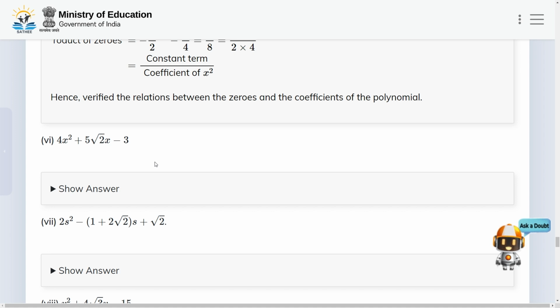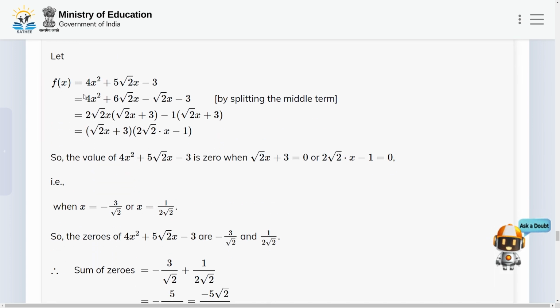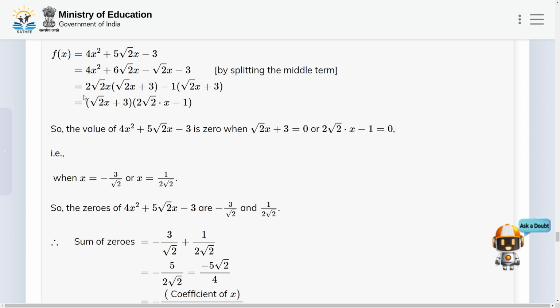In the sixth question, we have the quadratic polynomial 4x² + 5√2x - 3. Let us see the answer. Let f(x) = 4x² + 5√2x - 3. By splitting the middle term, we can write this expression as 4x² + 6√2x - √2x - 3, and this is equal to (√2x + 3)(2√2x - 1).